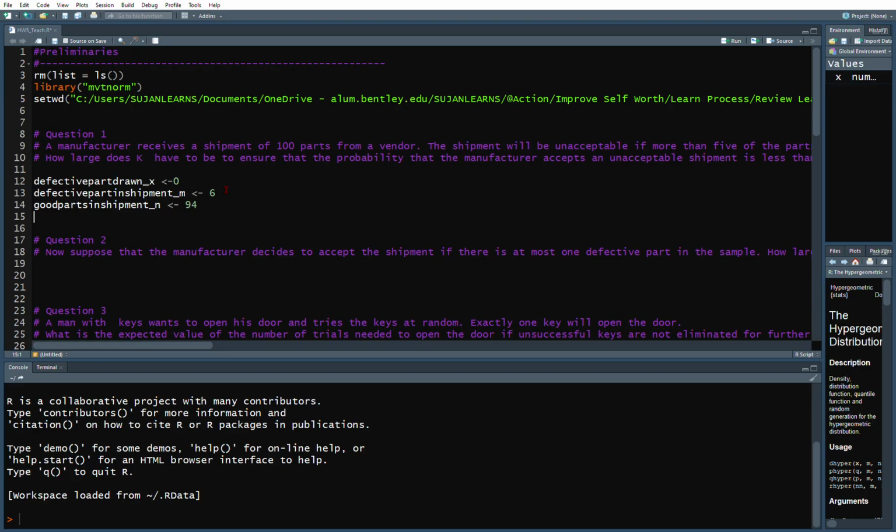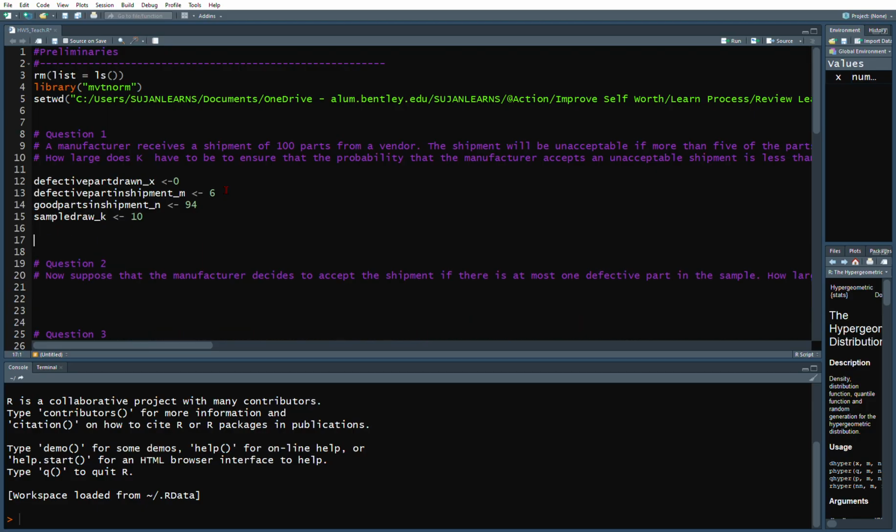The tester takes out a K number of samples from the 100 in the shipment. Just for our sake, we'll give it some initial value, which we'll refine as we go on. Let's give 10 for now. Since this is a hypergeometric distribution, there is no replacement. Once you draw out a sample, there is no replacement. Because of which, we have to assume that it's a hypergeometric distribution and use the formula as such.